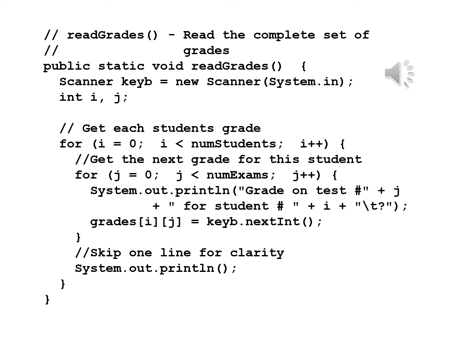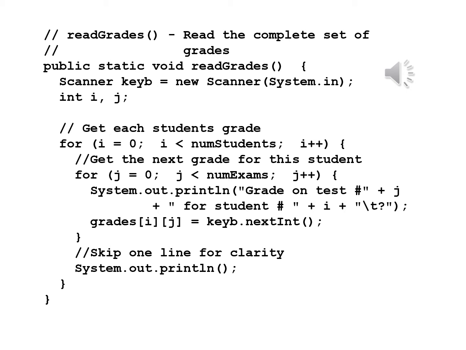Now we're going to have here 2 loops, an outer loop which corresponds to each student, and an inner loop that corresponds to each exam for that student. For i equals 0, i is less than numStudents, i++, and inside that, for j equals 0, j is less than numExams, j++.